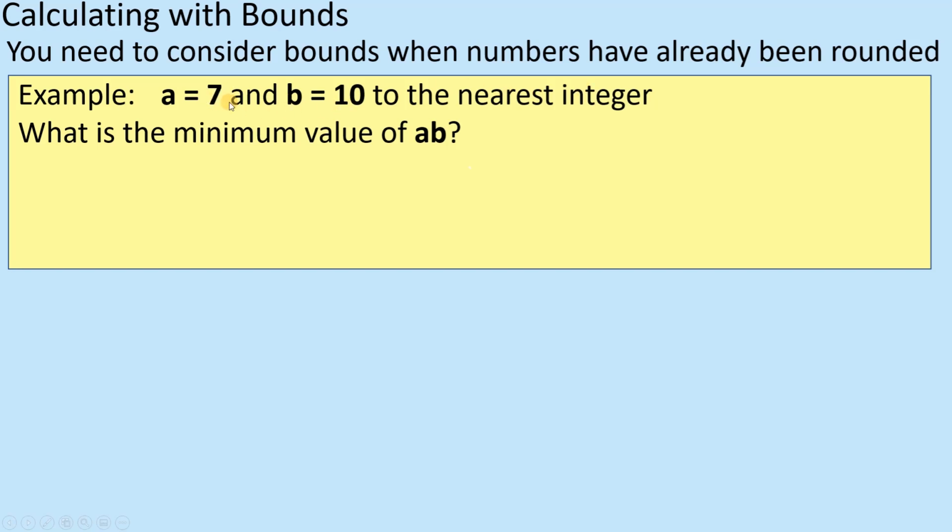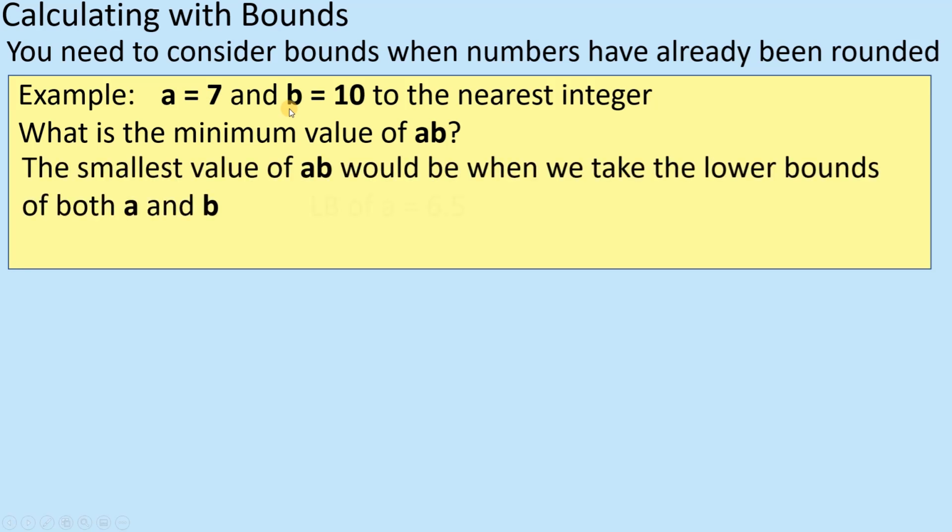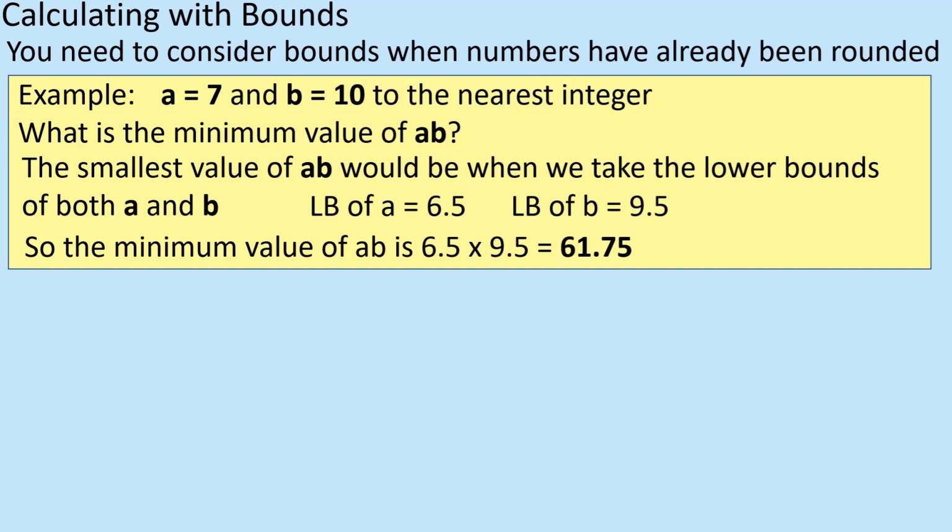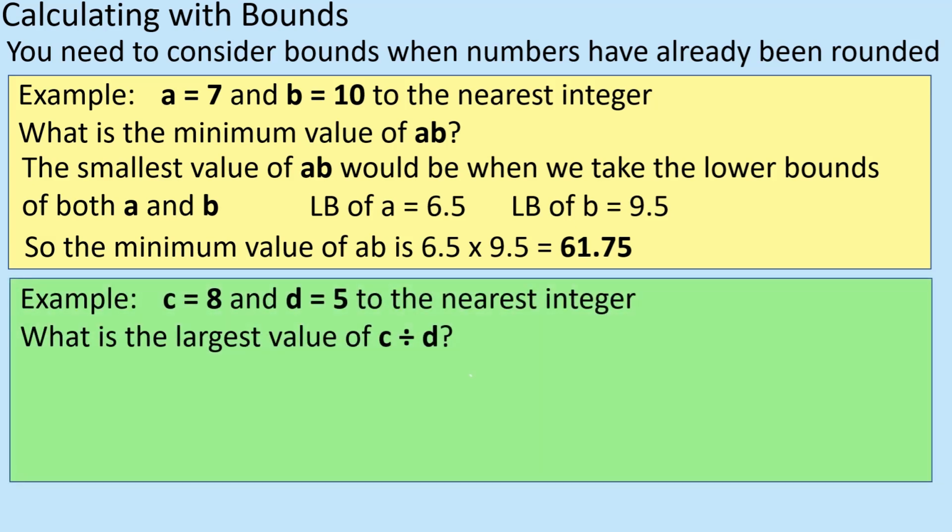The lower bounds of 7 and 10 are actually 6.5, which is the smallest it could be, and 9.5, which is the smallest value it could be. Multiplying those two together gives me 61.75, which is significantly lower than 7 times 10, which is 70. So the minimum value of AB is 61.75. That's my solution. What you've got to be careful of is division.